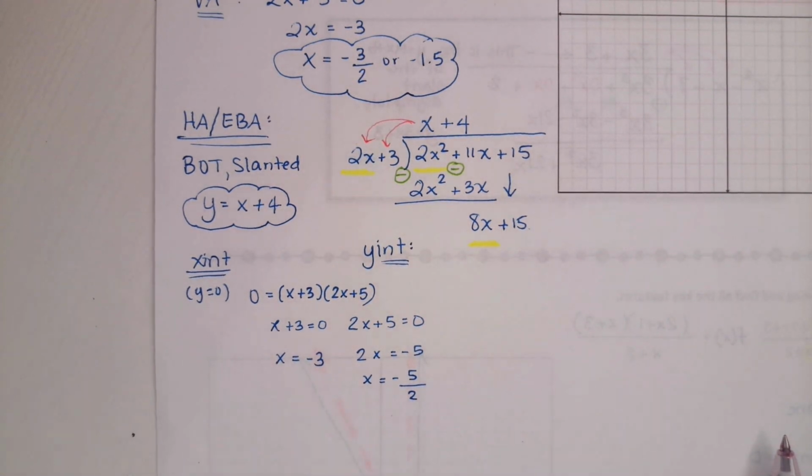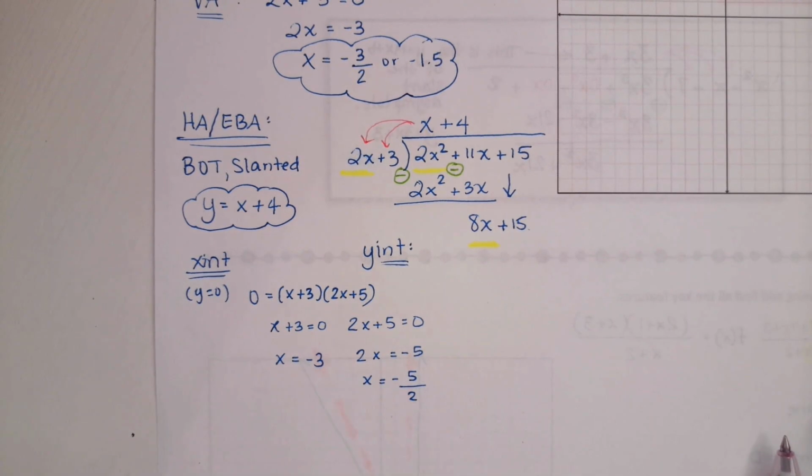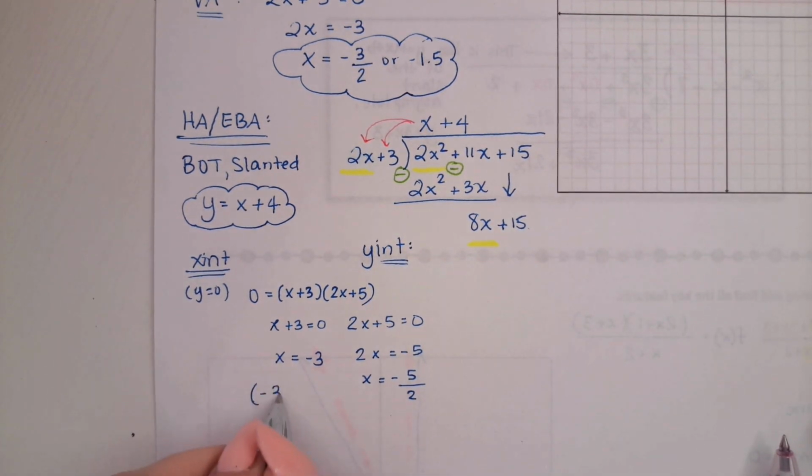But remember, don't leave your intercepts looking like this. They look like asymptotes when you write them like this, so I always switch them and write them as points instead.